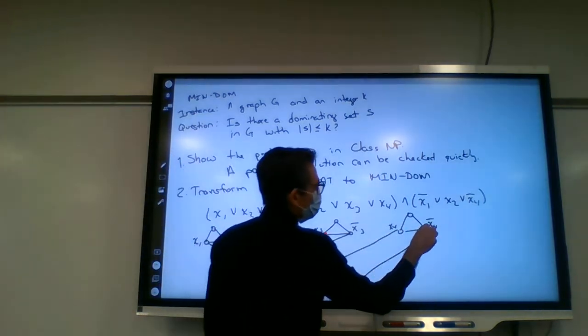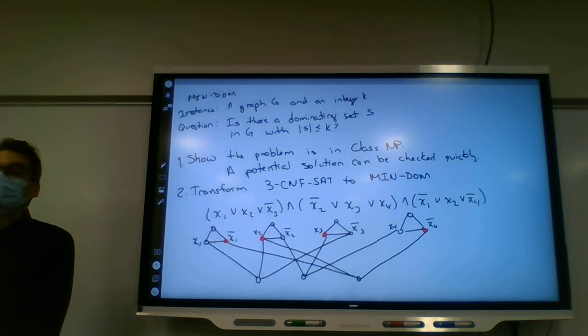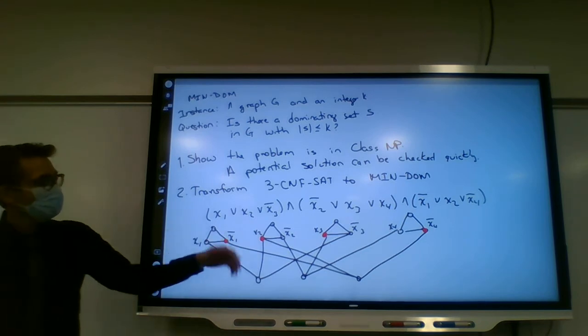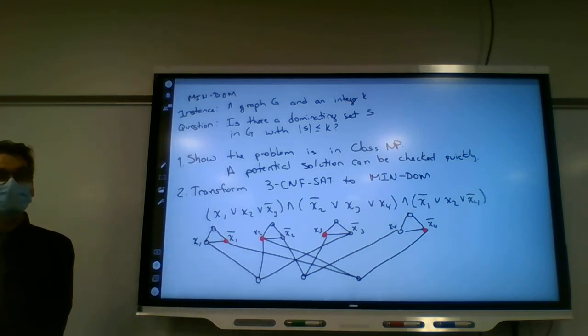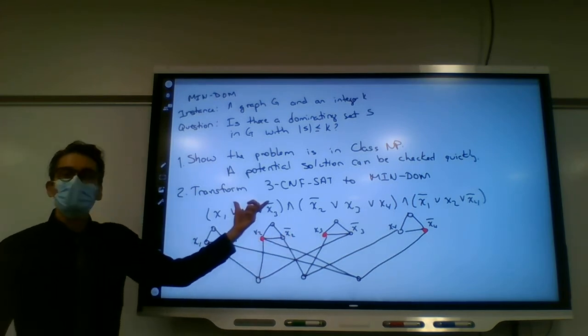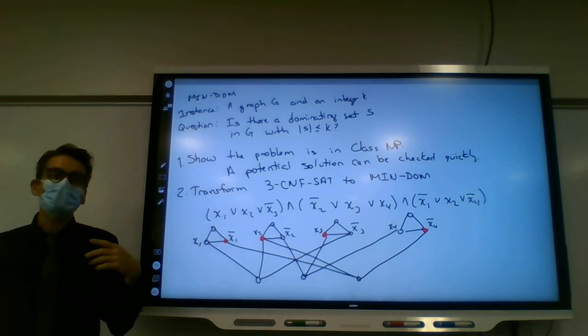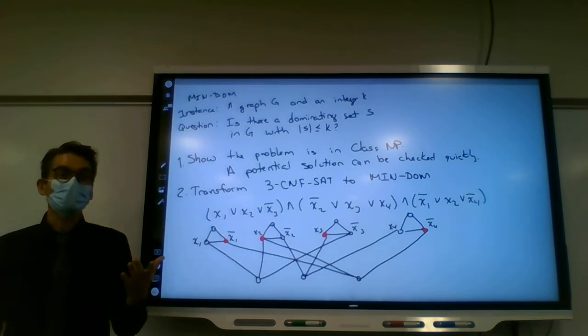The final one, it doesn't matter in that particular choice. All right, so does this graph have a dominating set of size 4? It does. What do the red vertices correspond to in terms of the original problem? The red vertices could be the things that we have made to be true.